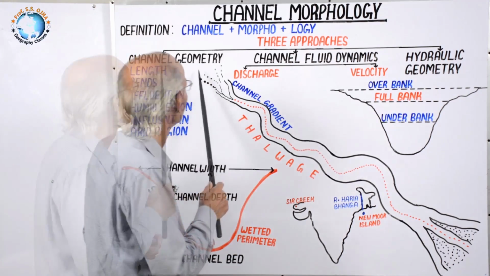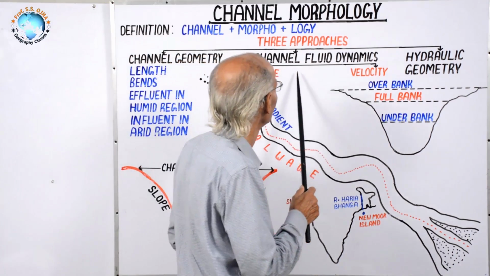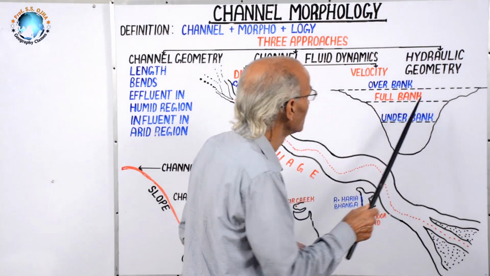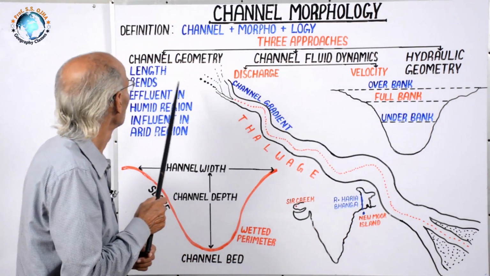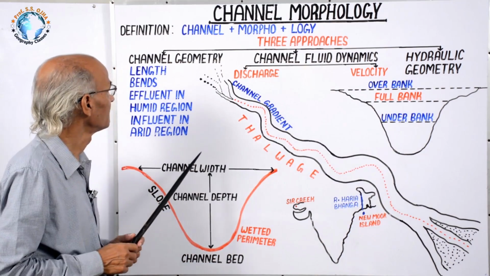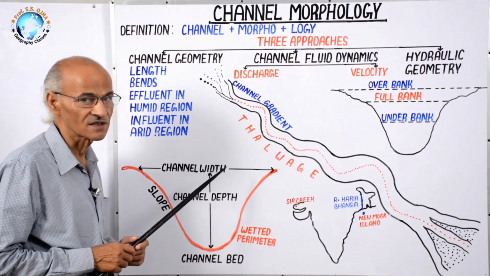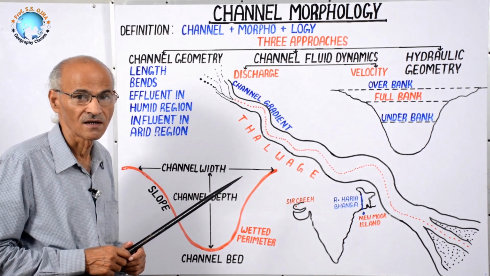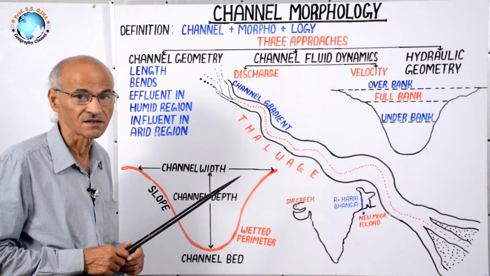Number 1, channel geometry. Number 2, channel flood dynamics. And number 3, hydraulic geometry. Number 1 is channel geometry. Geometry means different shapes like triangle, rectangle, square, line, tartagus line, etc.